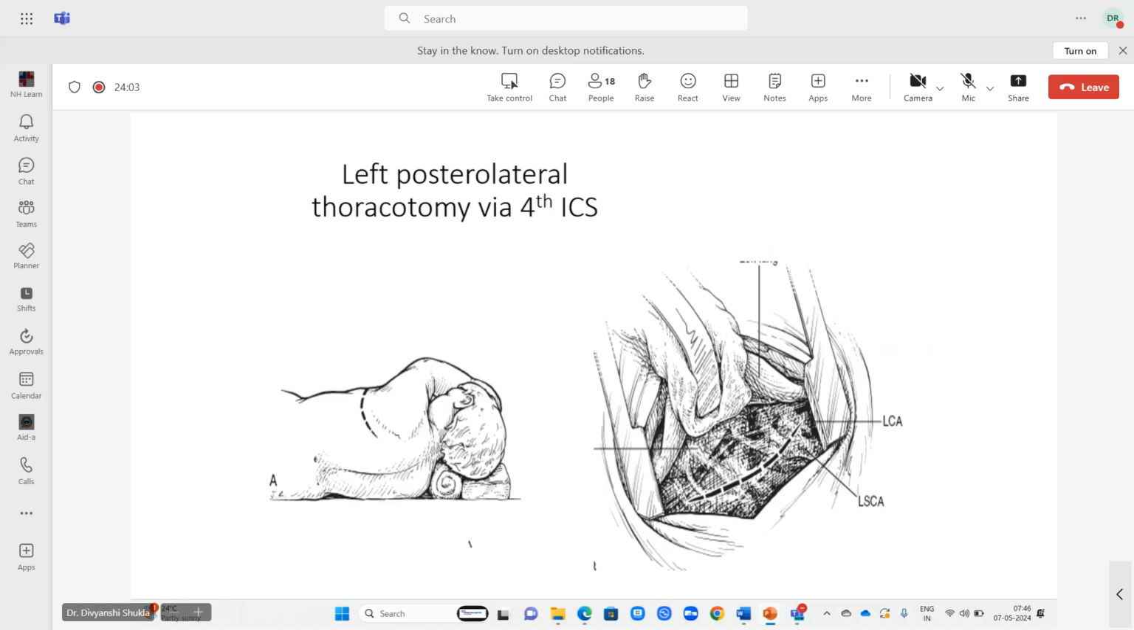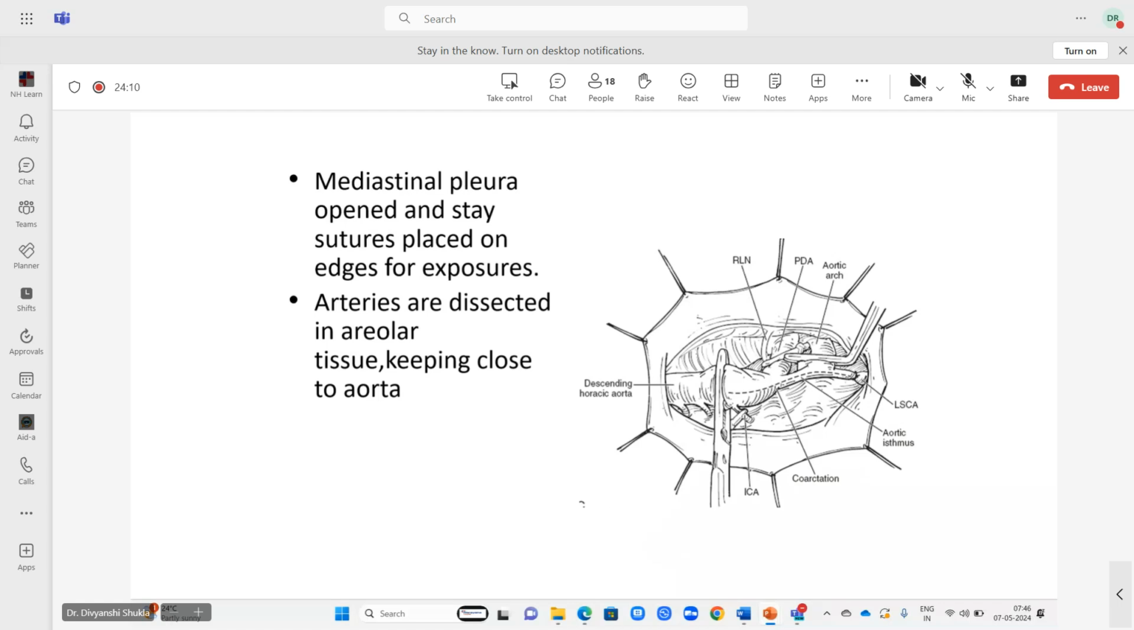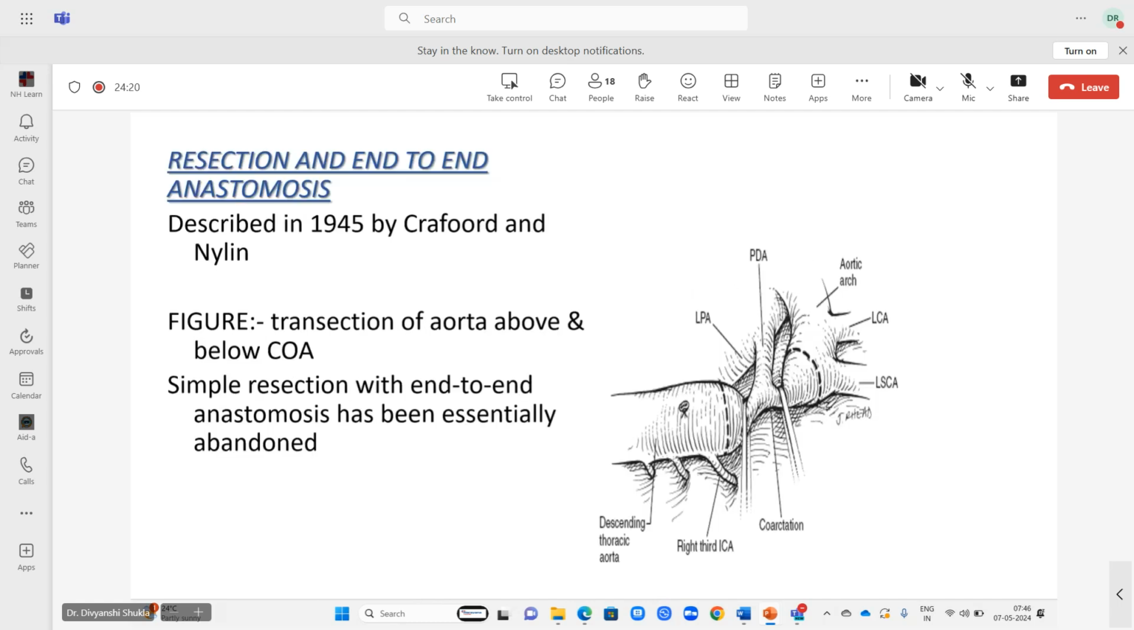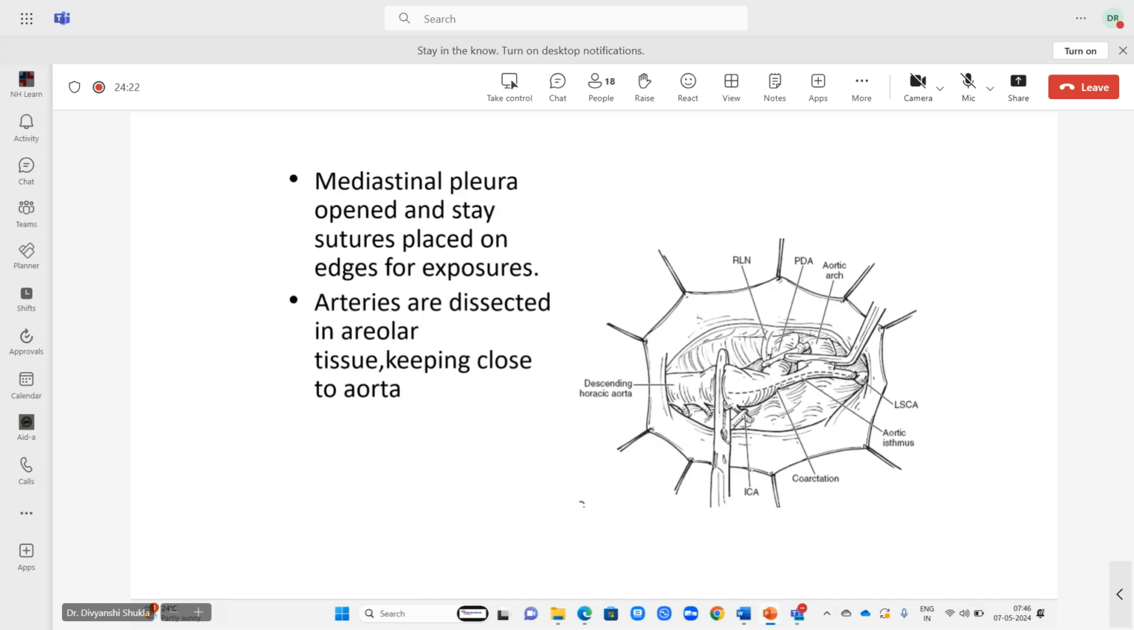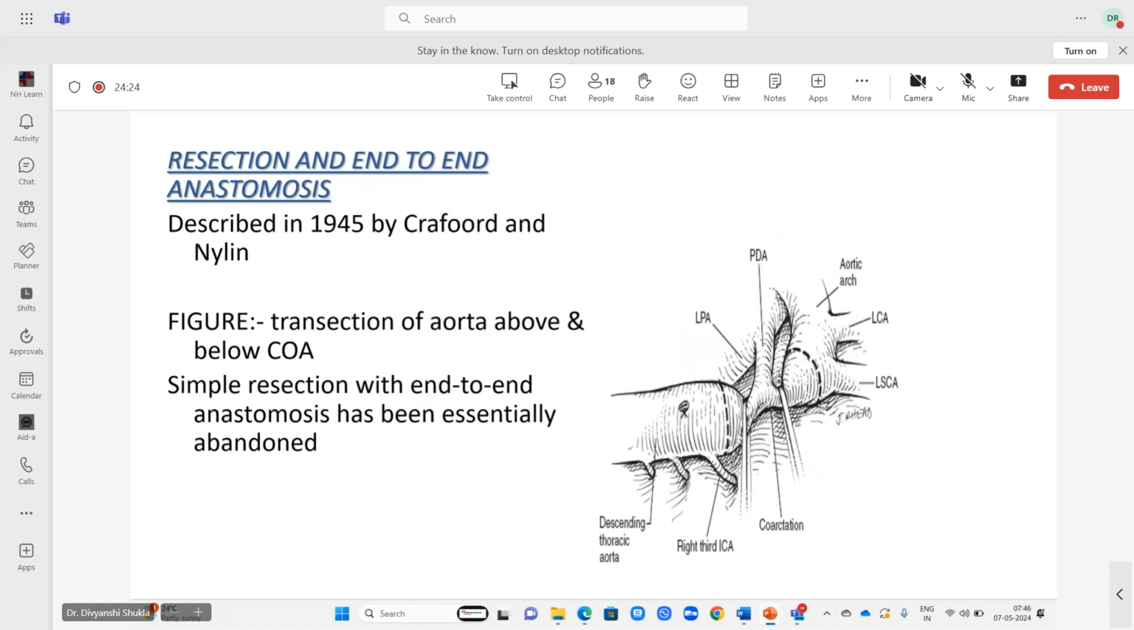Via a left posterolateral thoracotomy, through the fourth intercostal space, we enter. The mediastinal pleura is opened and stay sutures are placed on the edges for exposure. Arteries are dissected in areolar tissue, keeping close to the aorta. Now, the procedures which are performed.